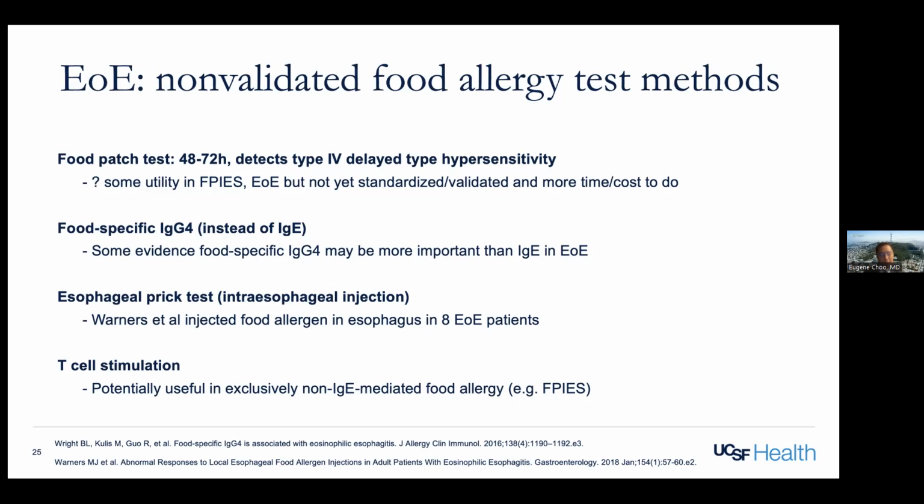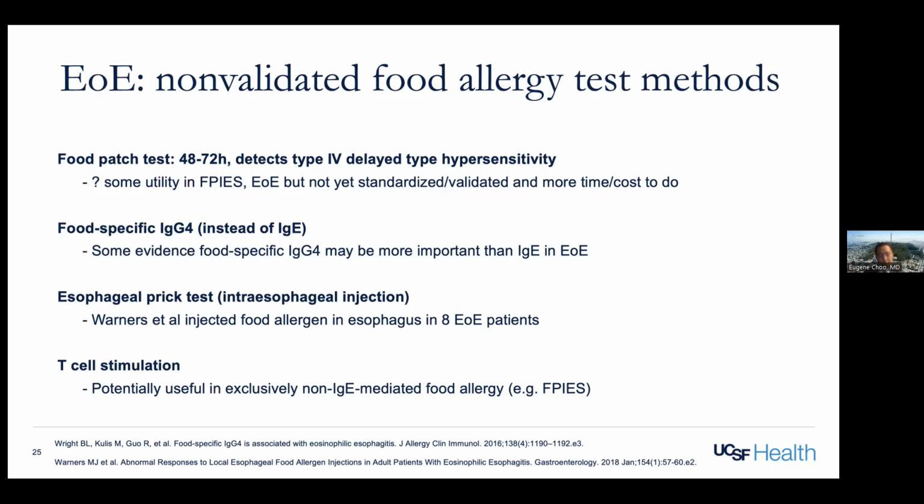Another test modality that's been in discussion, with a few papers on it, is food-specific IgG4, instead of looking at our usual food-specific IgE. There is some evidence that IgG4 may be more relevant and more important in EOE than the food-specific IgE, which, as I said before, is just not really all that helpful. This is kind of a paradigm shift for us as allergists, because usually we really want to just ignore the food-specific IgG because it's usually quite meaningless.